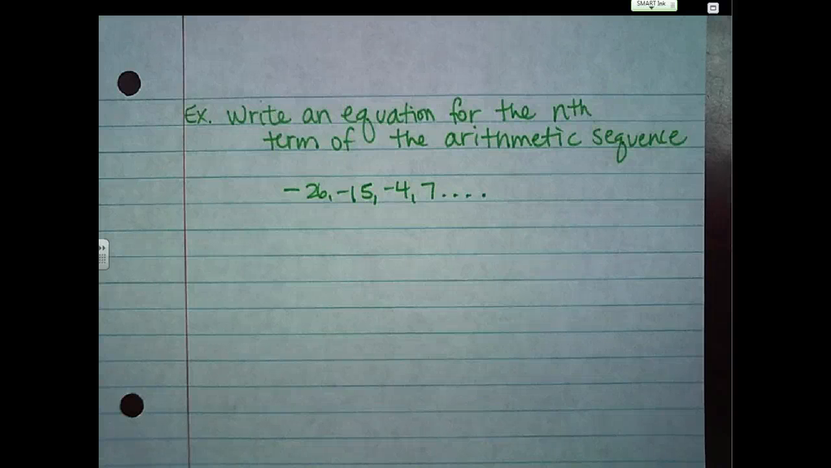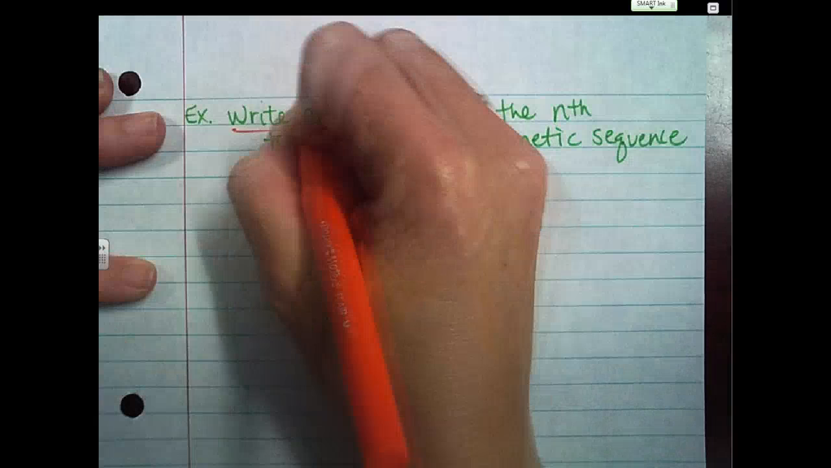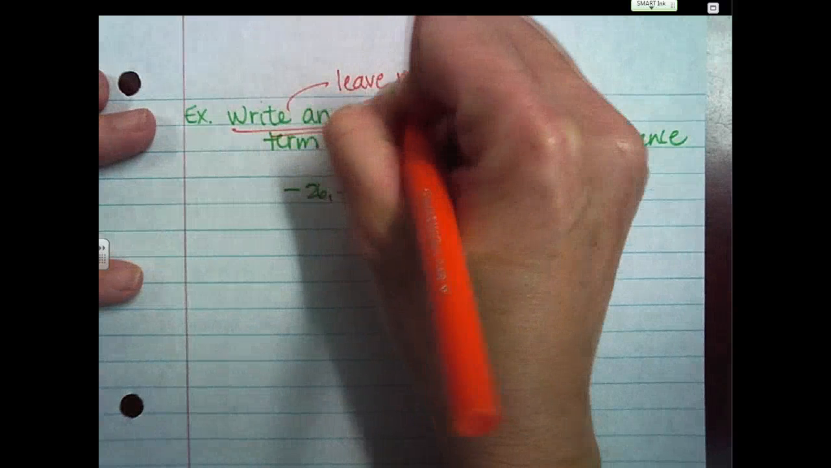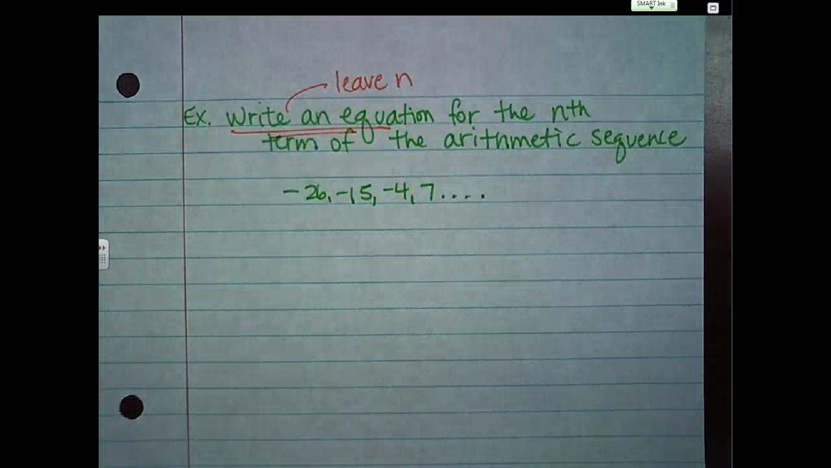Now guys, why you need an equation is this. You write an equation for a sequence so that you can find any term you want. If I want the 50th term, I plug in 50. If I want the 100th term, I plug in 100. If I want the 10th term, I plug in 10. So if you can write a rule that leaves in n, the number you're looking for, then that's what they're asking for. So when you see the words write an equation, you want to leave n in the formula.